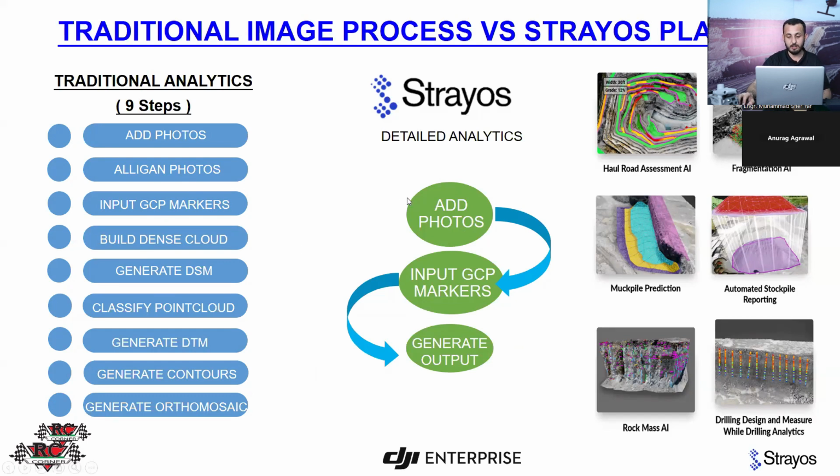For Strayos, the whole workflow is changed. You just need to take the imagery, upload the images on the Strayos cloud platform, select the options for what deliverables you want, and it will automatically generate the deliverables for you. After that, you can customize it upon your own needs. So what deliverables can we get? We can do haul road analysis, muck pile prediction, automated stockpile reporting, rock mass AI, and also the drill design and blasting.